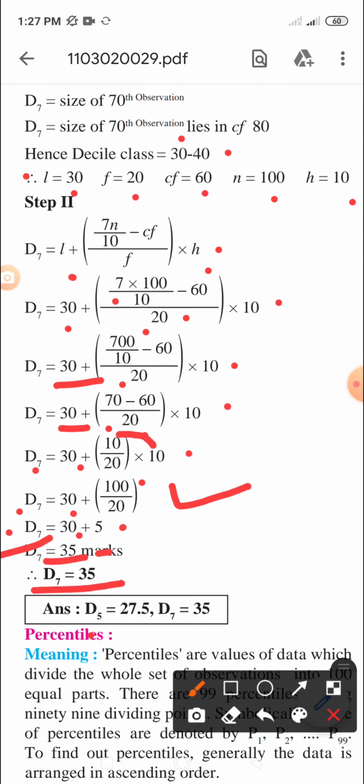So D5 is 27.5 and D7 is 35, that is our answer. So here we completed the calculation of deciles as per continuous series.